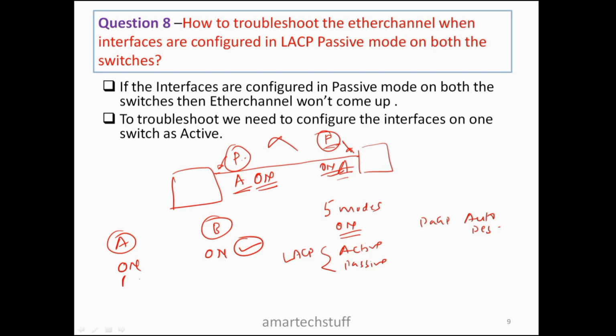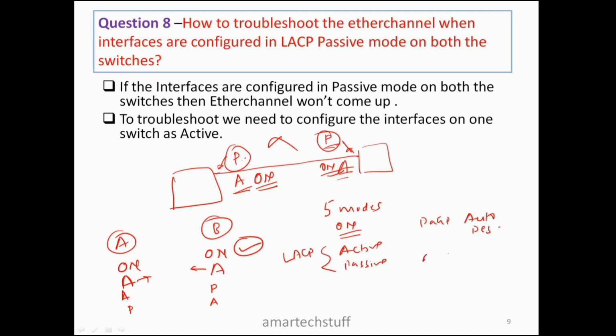If we have active and active on both ends, yes, the EtherChannel is going to get formed, because if this end is active, it is going to actively try to form the EtherChannel, and this end is also active. So again, it is also going to actively try to form the EtherChannel, and they will form an EtherChannel. If this end is active and this end is passive, it is going to work. This passive and this active, again, it is going to work.